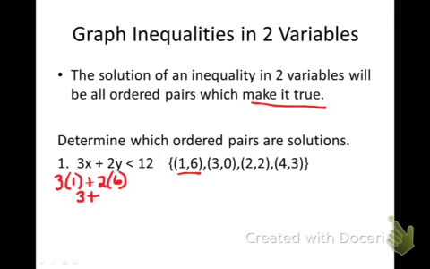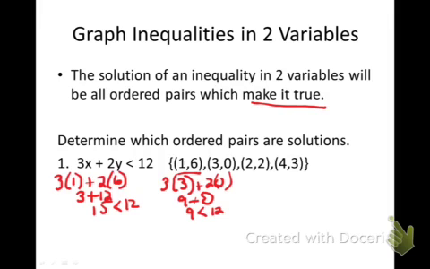I get 3 plus 12, which is 15, and that is not less than 12, so that's not a solution. Now I'm going to try the other one. Next one, 3 times 3 plus 2 times 0. That would be 9 plus 0, which would be 9, and 9 is less than 12. So that one is a solution. I'm going to write it over here as the ordered pair (3, 0) as part of my solution set.